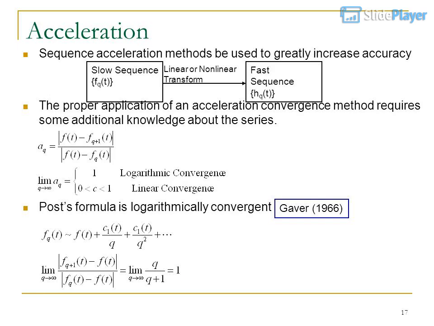Acceleration. Sequence acceleration methods can be used to greatly increase accuracy. The proper application of an acceleration convergence method requires some additional knowledge about the series. Post's formula is logarithmically convergent. Slow sequence, FQT. Linear or nonlinear transform. Fast sequence, HQT. Gaver, 1966.